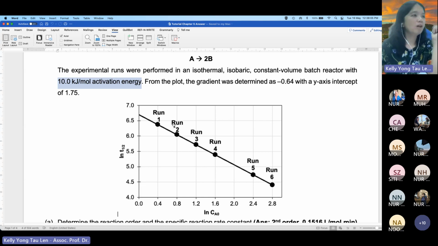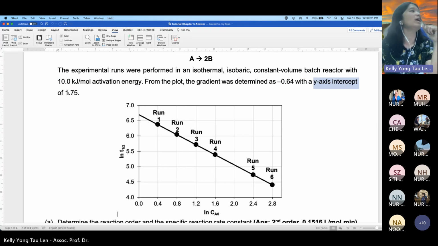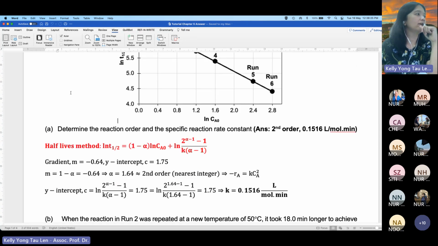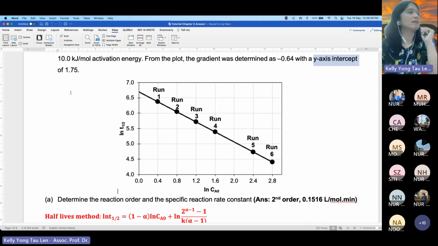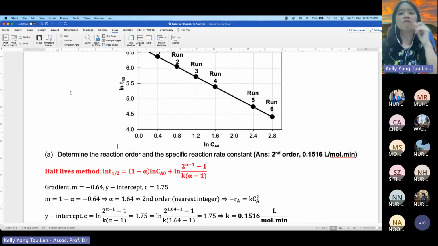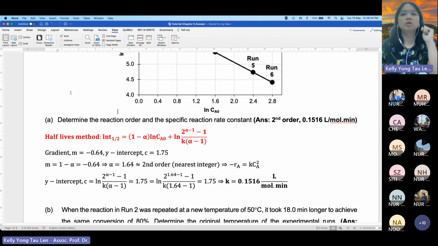So from this plot, it says the gradient was determined as negative 0.64. So your slope, your gradient m, is negative 0.64 and your y-axis intercept is 1.75. Okay, so it also gives your y-axis intercept as 1.75. Right, so the y-axis intercept is 1.75. Okay, so that's all the information that is given to us. And then now let's go to the question.